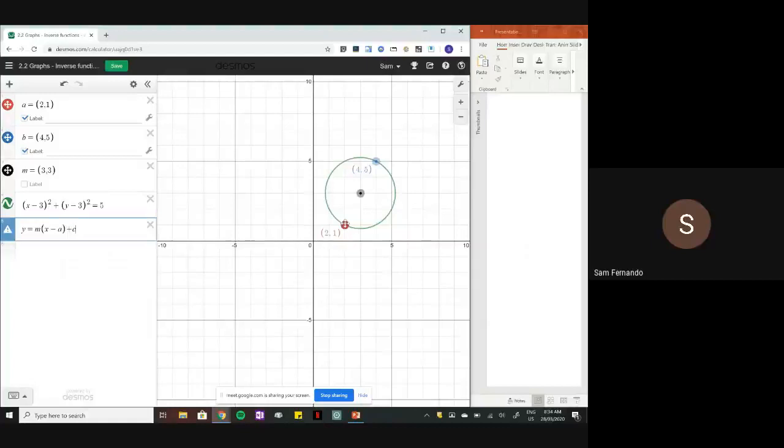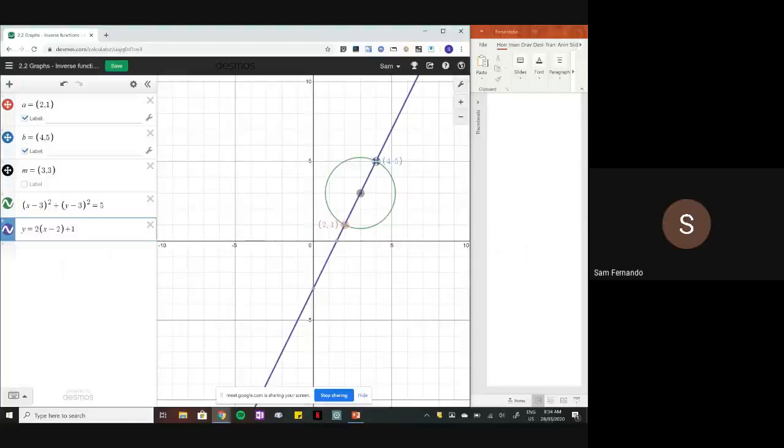So we want to go through the point, or we can pick any point, let's just say 2, 1. So we want our line to be shifted across by 2, up by 1. And we want the gradient. So the gradient is rise over run. We go up by 3 every time we go across by 2. Oh, sorry, we go up by 4. Up by 4 every time we go across by 2. So the gradient is 2. Okay.